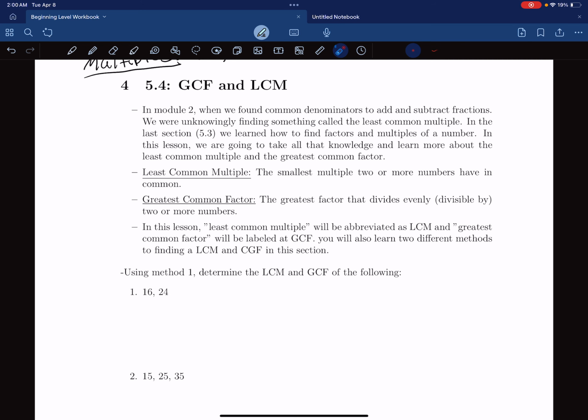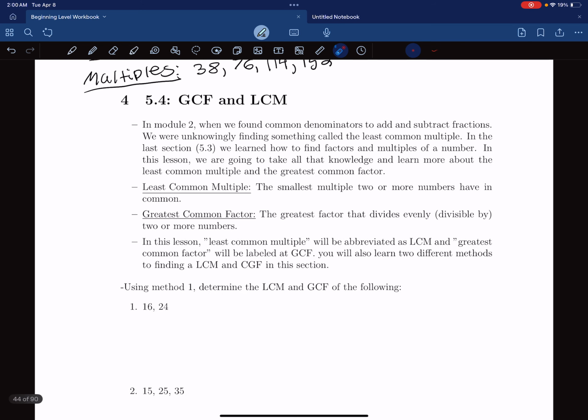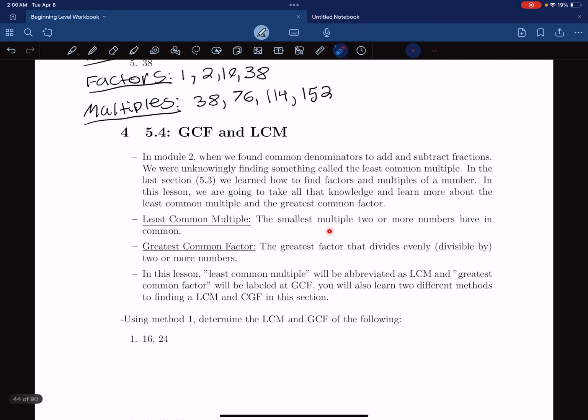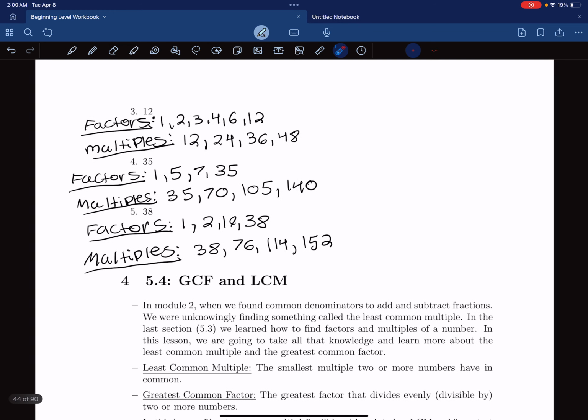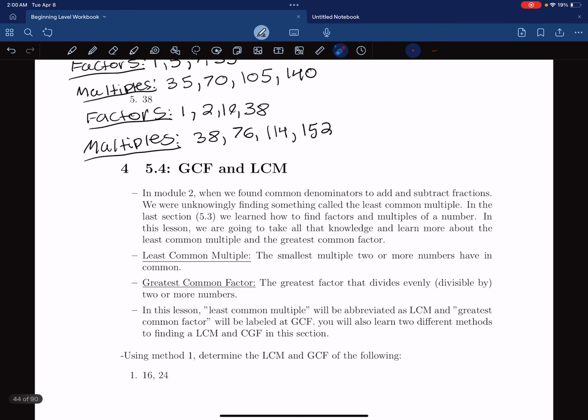So the least common multiple is the smallest multiple two or more numbers have in common. So in the last section, we were just finding multiples of just one number. But in this section, we're going to find the smallest multiple of a group of numbers.